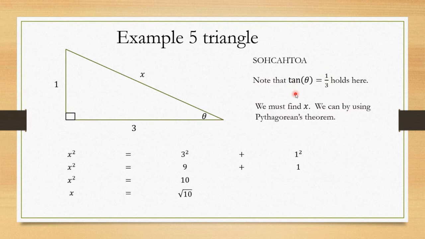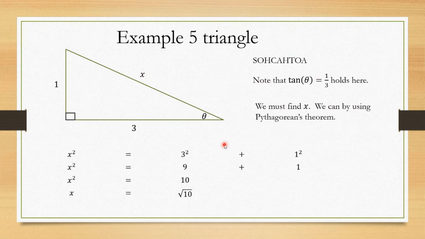But if we want to get all the other trig functions, we need the length of this unknown side. The unknown side I labeled as x. We need to know what the length of that side is. How do we do that? Pythagorean Theorem. So we know that x squared, the unknown I put on the left, that's what mathematicians do, x squared is 3 squared plus 1 squared.